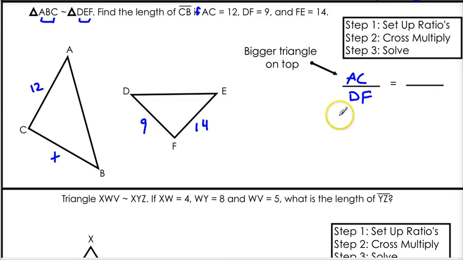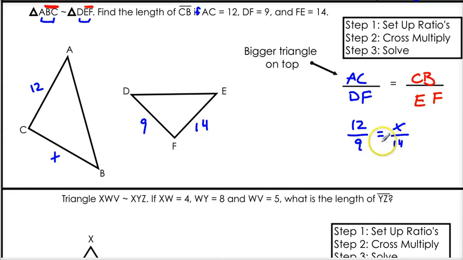And then I also know that, let's see, my bigger triangle is this one. So CB, which is these two, is going to be proportional to EF. All right. So I set my proportional sides. I put my bigger triangle on top in both cases. And now, let's just plug in the numbers that we have. So I could do, AC is 12, DF is 9, as CB is X is to EF is 14.